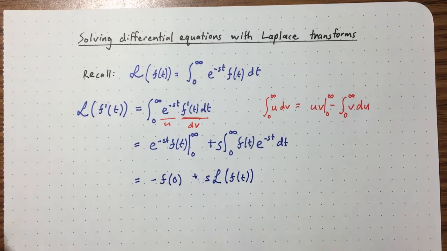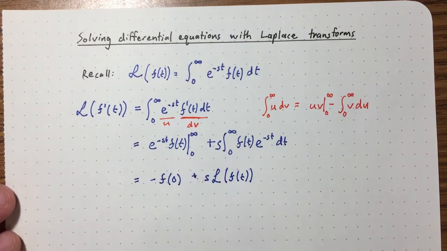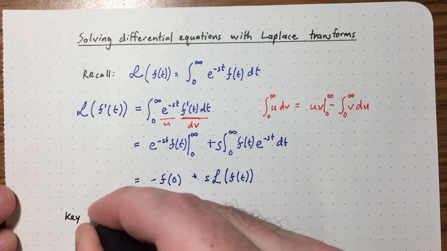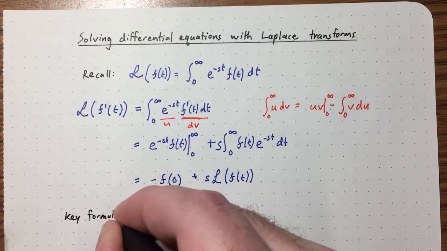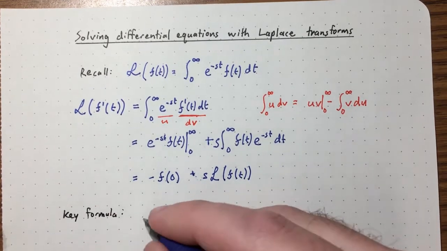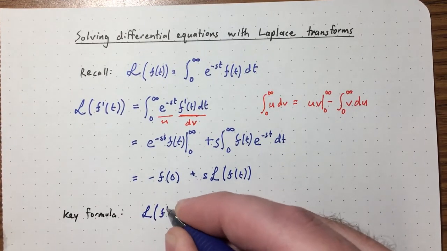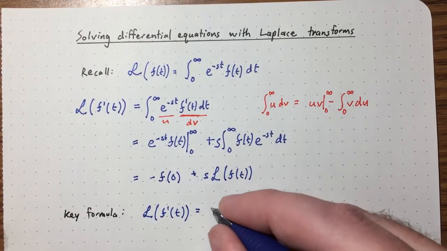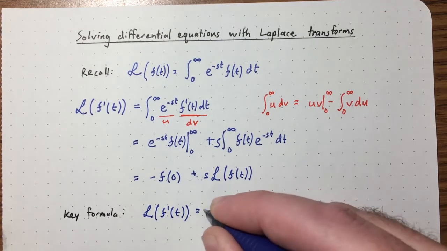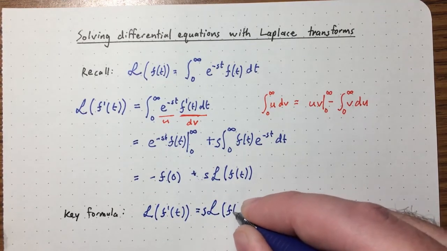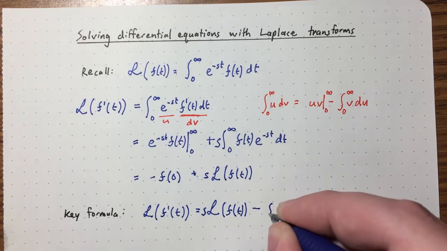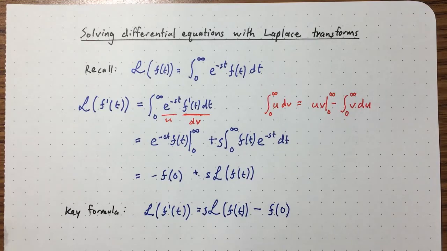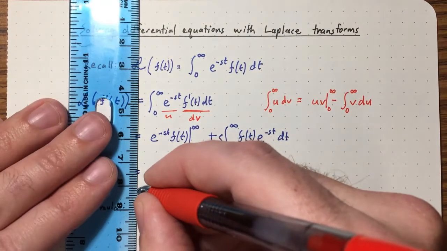Okay, so we now have a formula. This is a really important formula. So I'll say this is a key formula that we're going to use. We can actually express the Laplace transform of a derivative in terms of the Laplace transform of the function itself. So this is s times the Laplace transform of f of t minus f of 0. Okay. Let's go ahead and box this.